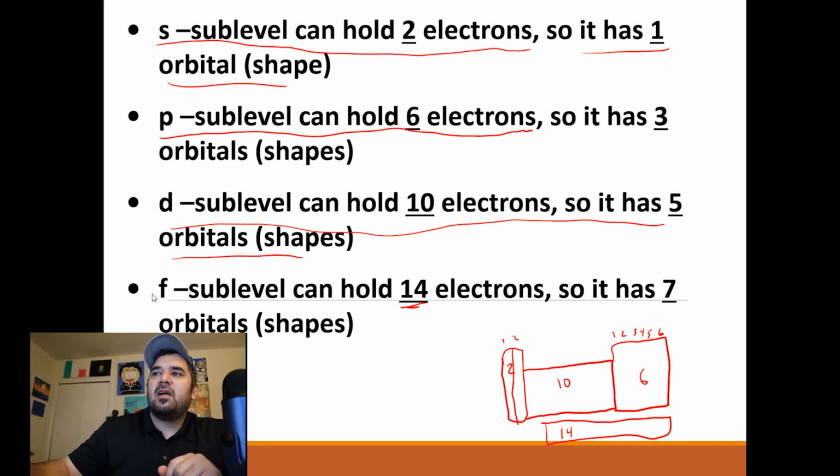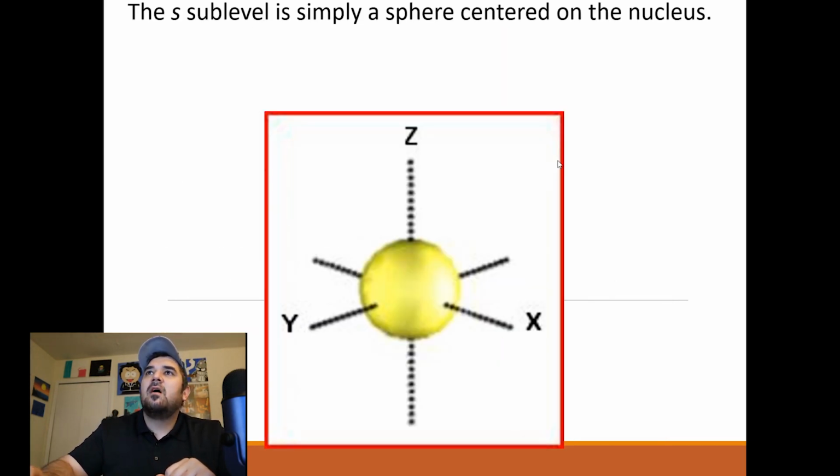So yeah, the F block can hold 14 electrons, meaning it has 7 orbitals. Let's go ahead and move forward. All right, so here's our S level, and we just talked about these earlier. Our nucleus is right at the center, and the orbital is a sphere that surrounds the nucleus.